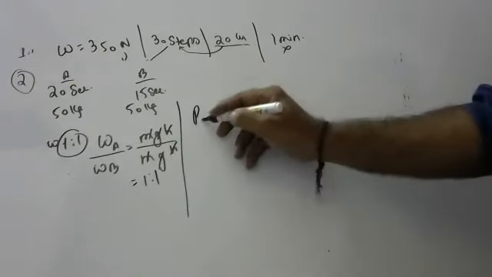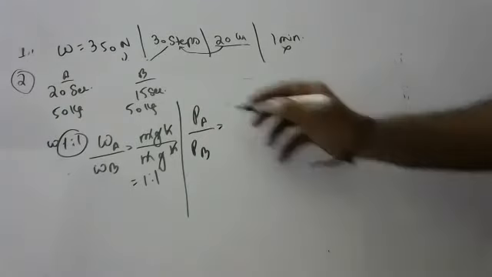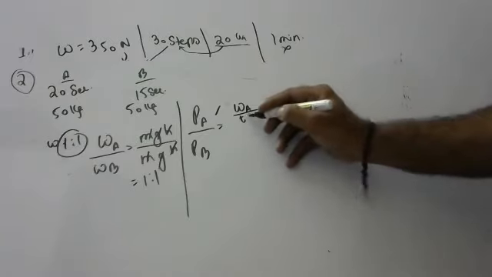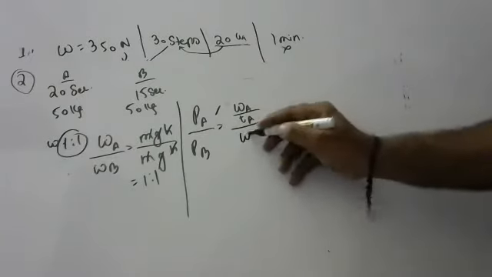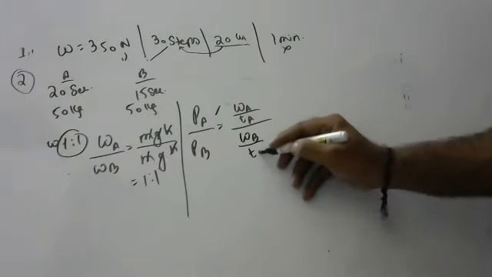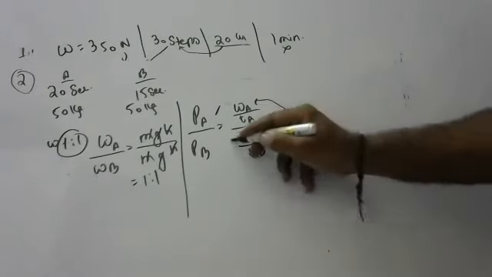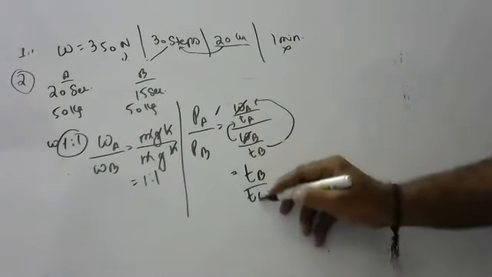Whereas power will differ. Power of A by power of B. What is power, children? Work done by A by time of A, because power is work by time. In the same way, what is power of B, children? Work done by B by time of B. So this thing will come here and this thing will go here. Work will anyway cancel because 1:1. So TB will go up, TA will come down.